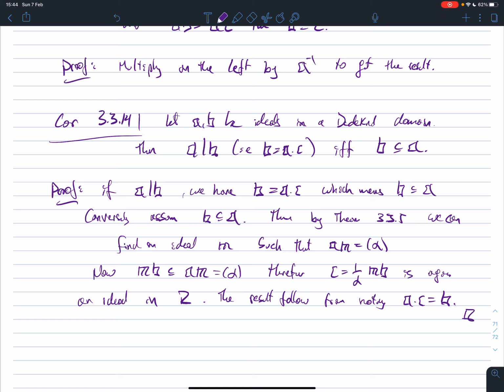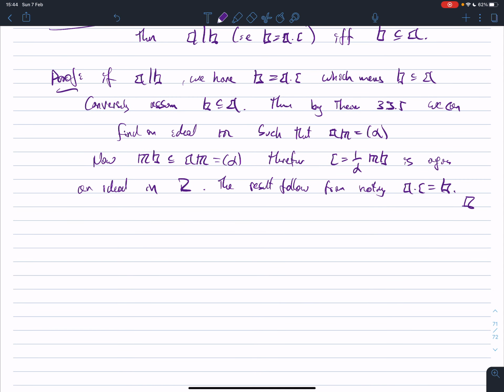And lastly, let me show you how this fixes our problem of factoring things uniquely. We talked about how we couldn't factor elements uniquely into irreducibles. So in a Dedekind domain, because the ideals are so nice, it turns out that every ideal can be written as a product of prime ideals uniquely. So here's theorem 3.3.15. This is the big theorem for us.